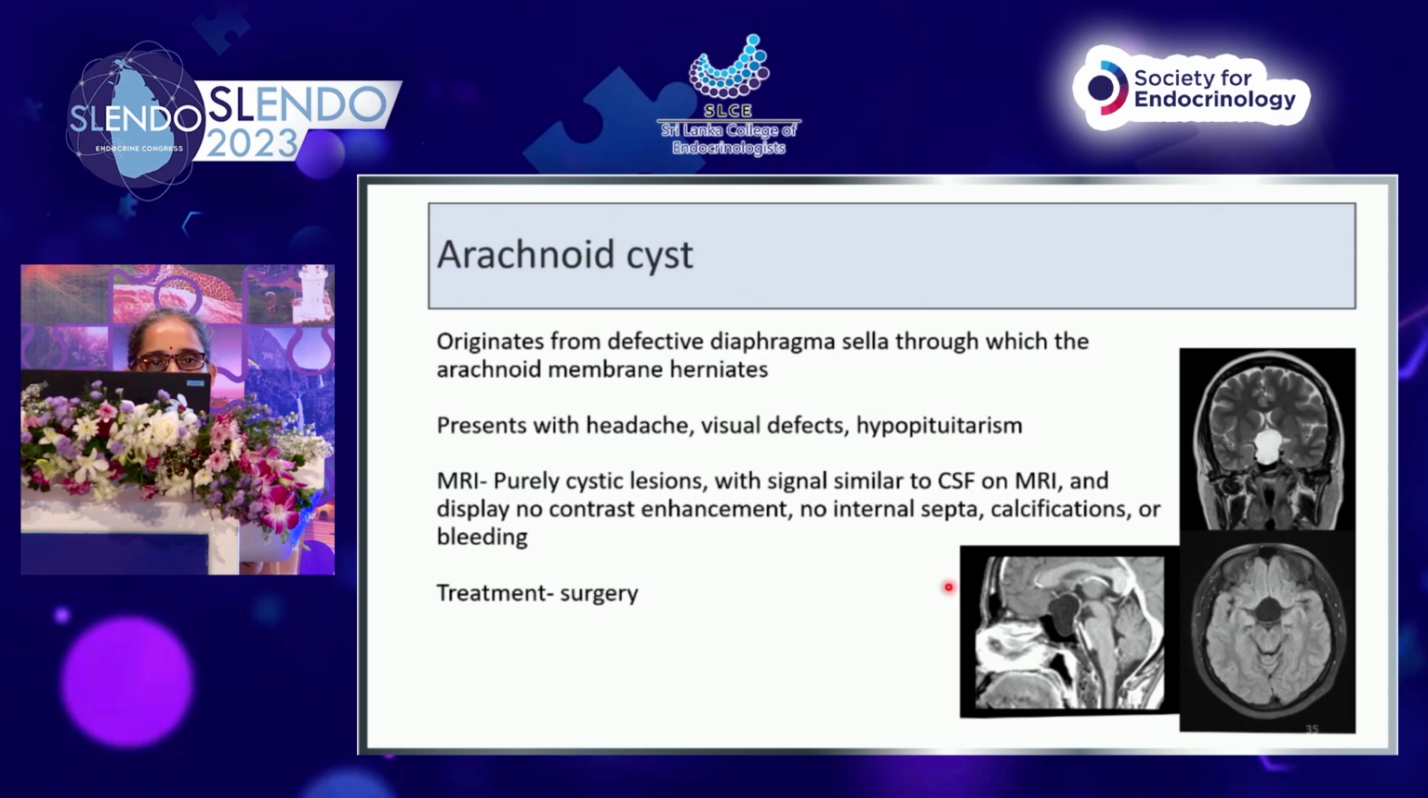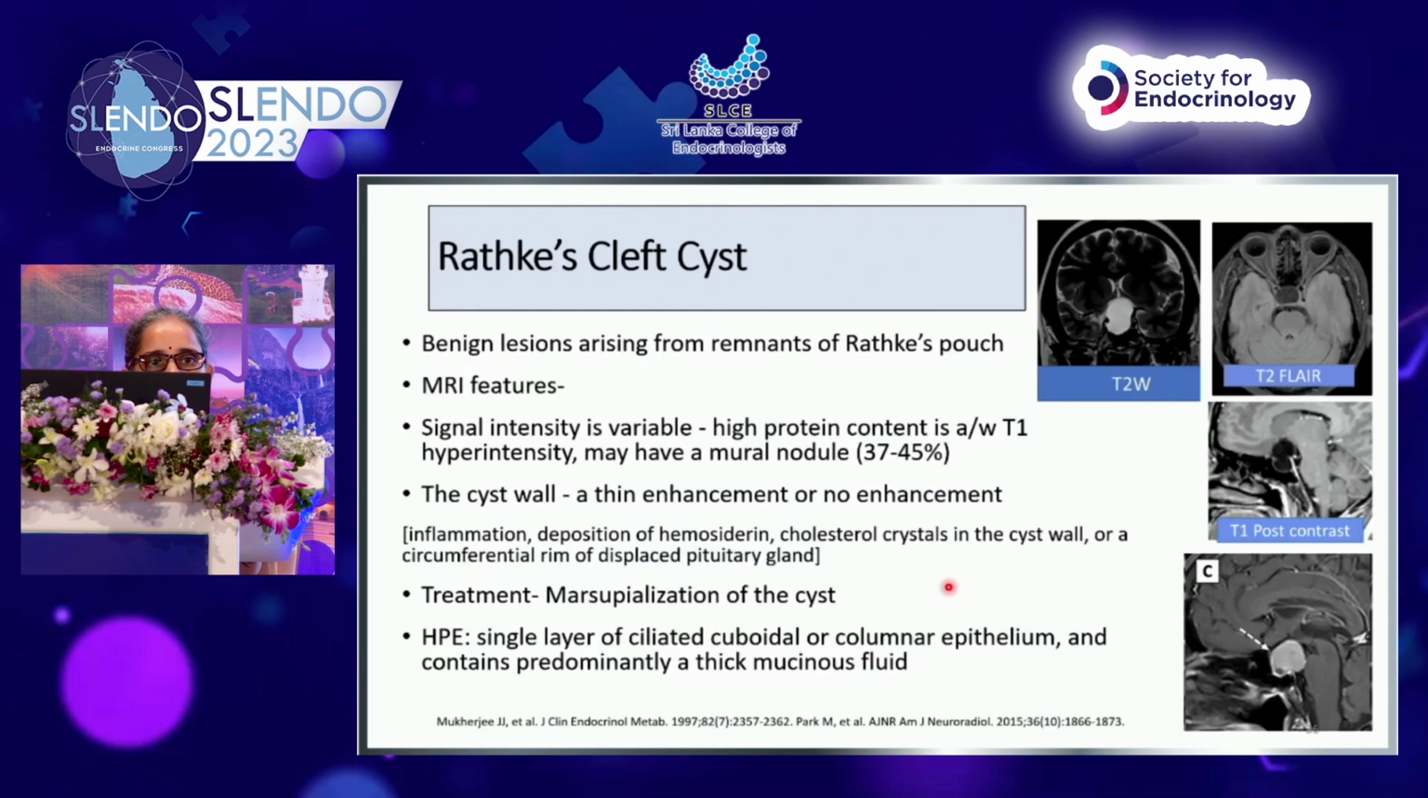Arachnoid cysts originate from a defective diaphragma sella through which the arachnoid membrane herniates. They often present with mass effects. They are purely cystic lesions and they have to be treated with surgery.